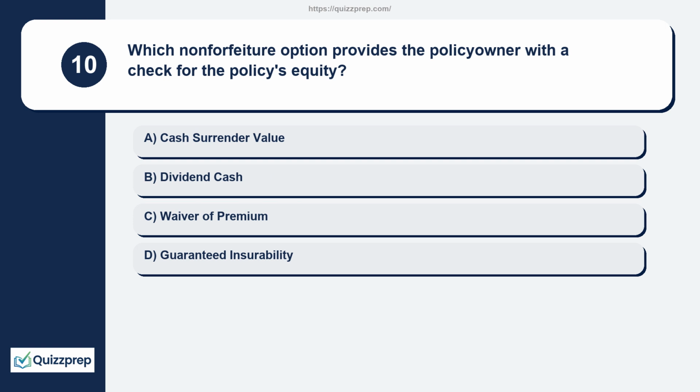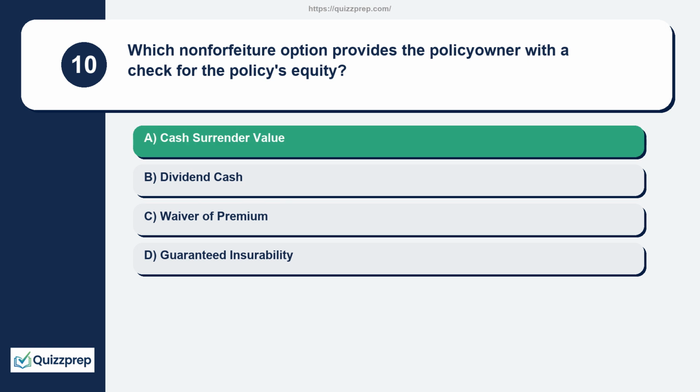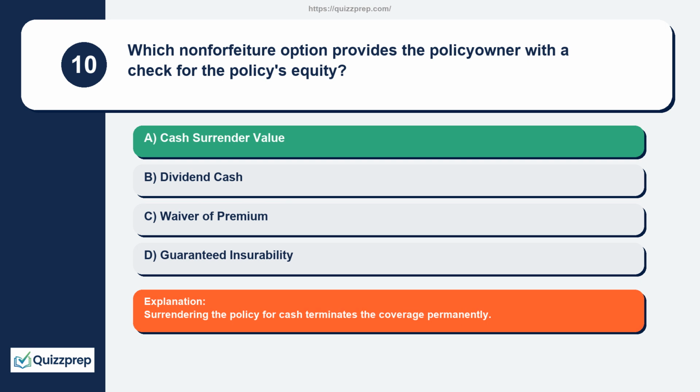Question 10. Which non-forfeiture option provides the policy owner with a check for the policy's equity? Cash surrender value, dividend cash, waiver of premium, guaranteed insurability. Surrendering the policy for cash terminates the coverage permanently.